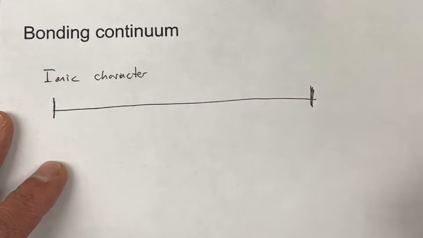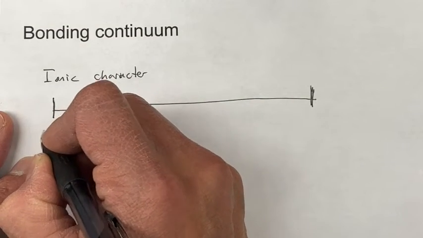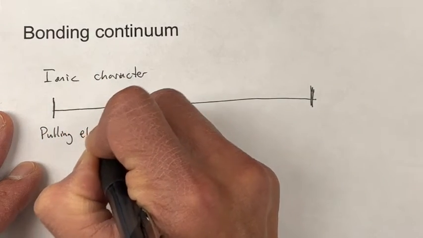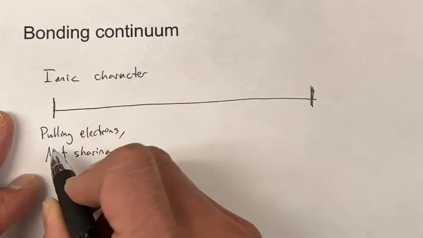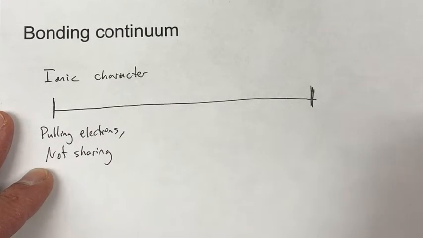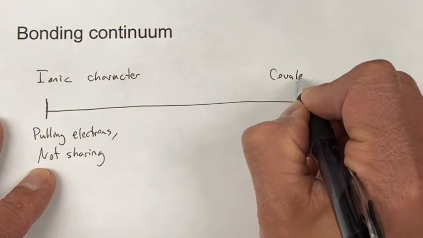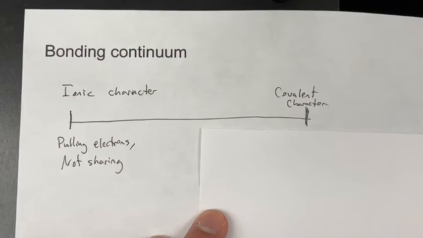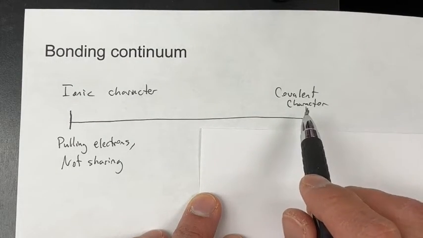this ionic side is pulling electrons and not sharing at all. So some things that really, really pull electrons and don't share are very ionic. And then something that does not, so for instance, with this bonding continuum, let me just show you an all covalent substance.